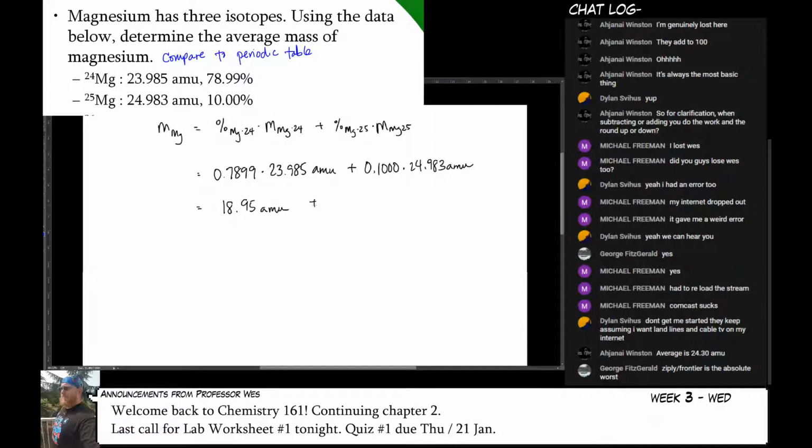18.95, plus... I don't know why I'm putting this one in the calculator. I could just do that in my head. 2.498. So I've got hundredths place and thousandths place, so I'm going to end up going to the hundredths place here.